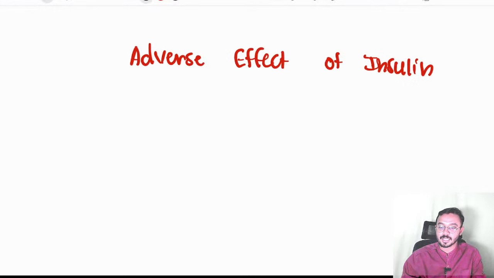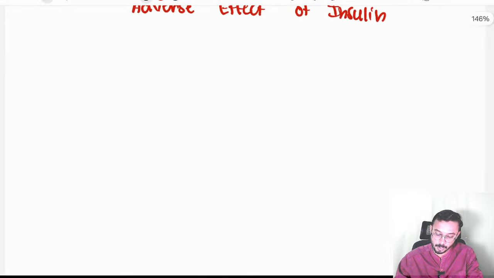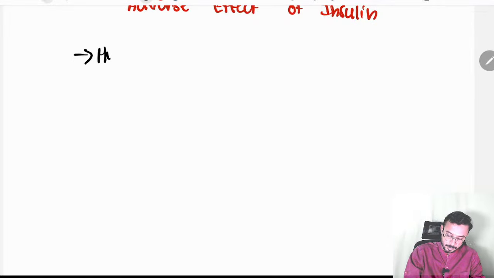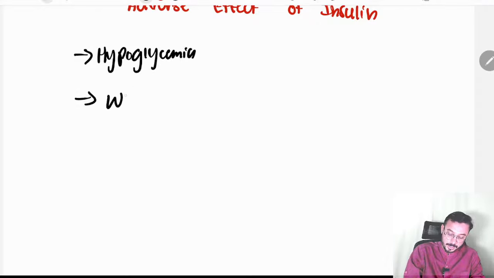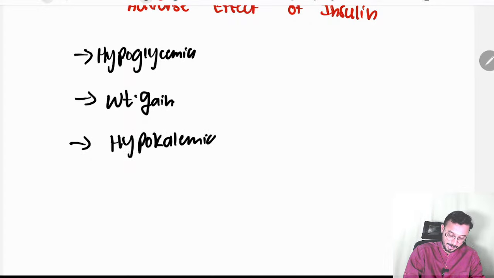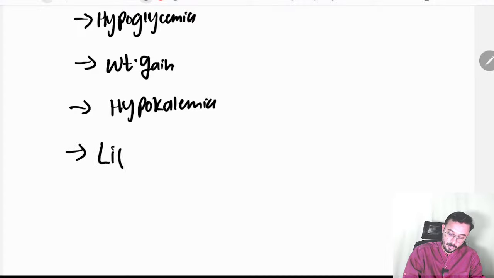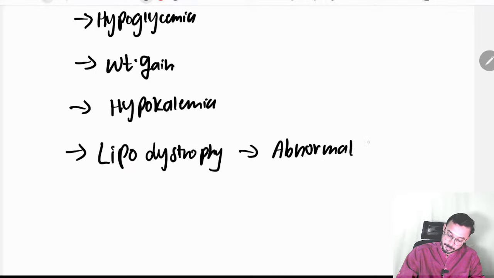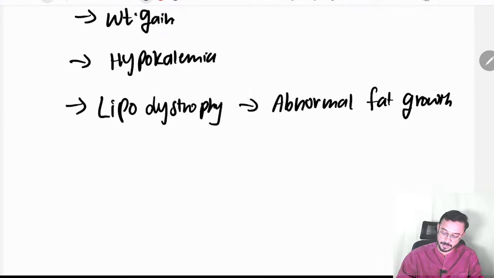And now let's study the adverse effects of insulin. We all know insulin will cause what? Hypoglycemia. It also causes weight gain. It also causes hypokalemia. And it also causes lipodystrophy. So what do you mean by this? Abnormal fat growth. Okay, these are all the adverse effects of insulin.